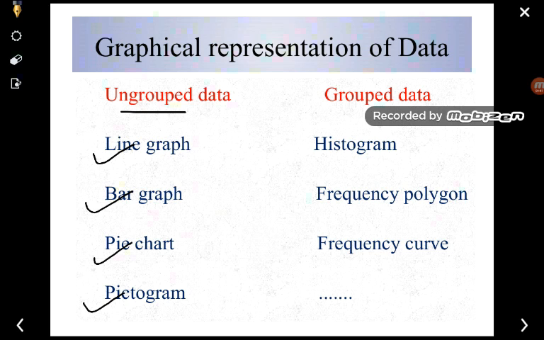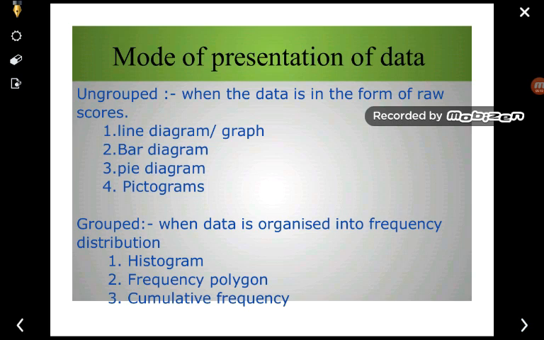And next is grouped data. Here the data is not raw data, but is grouped into certain class intervals or frequencies. So here we cannot apply the line graph, bar graph or pie chart. Here we have to apply another method, that is the histogram. By means of histogram presentation we can show the data by means of a frequency polygon and by means of a frequency curve. So we are going to cover these topics one by one.